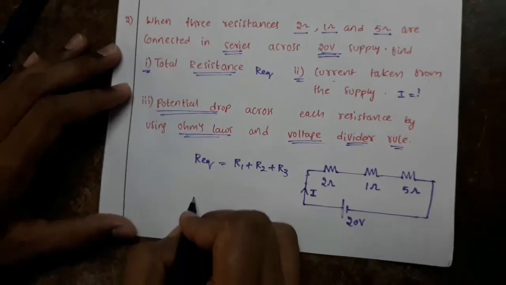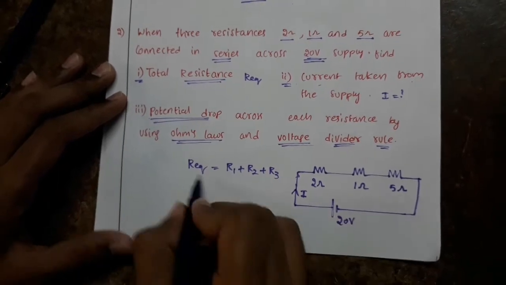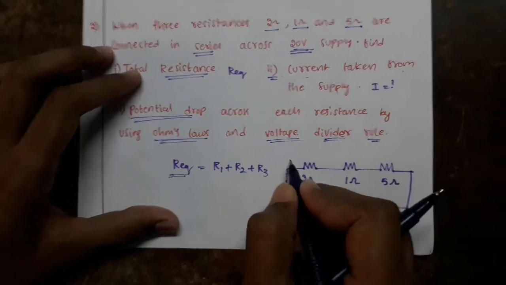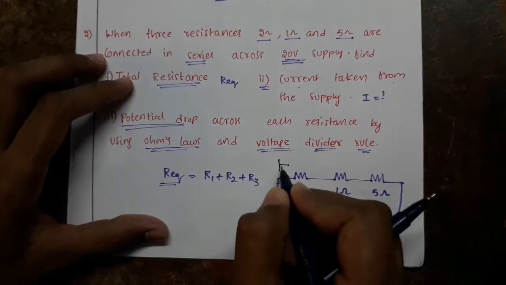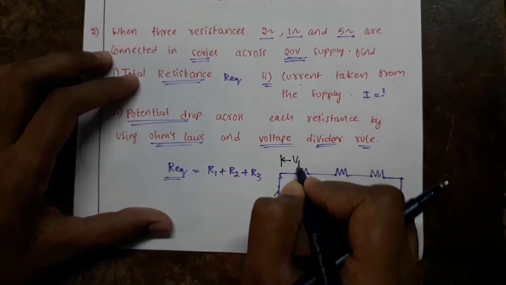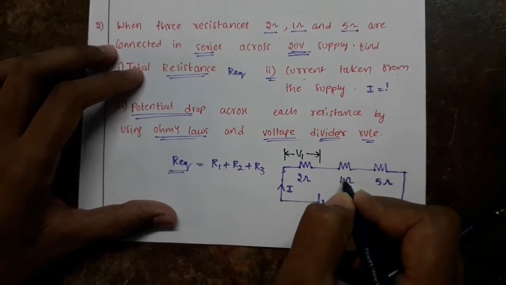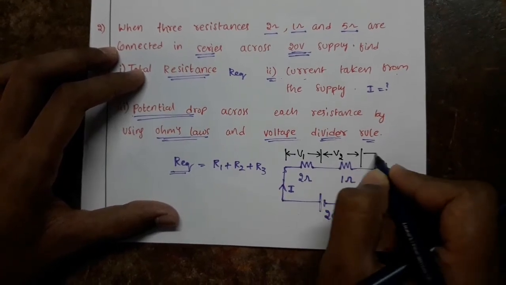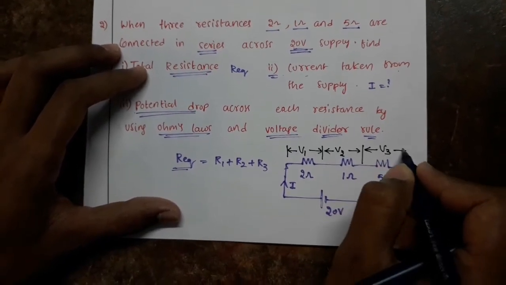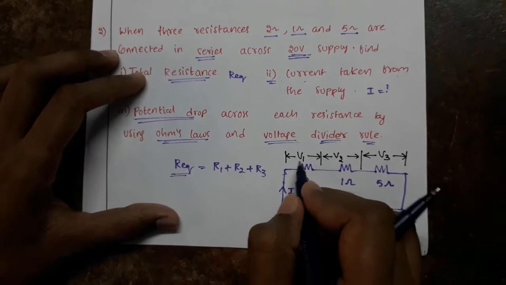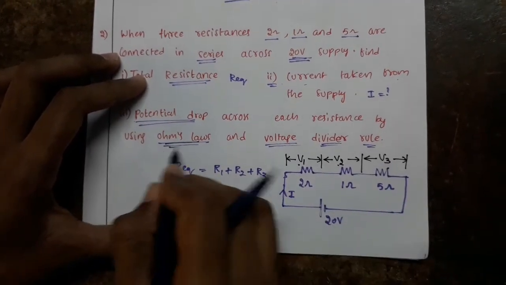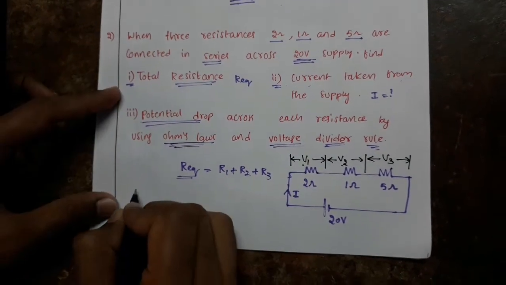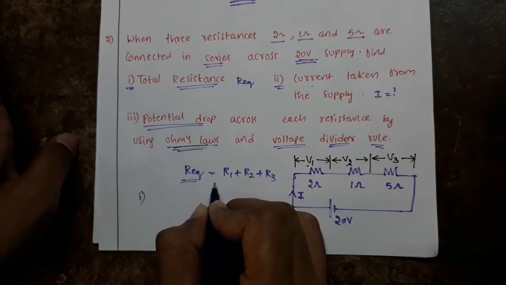So I current. We have to find this I and we have to find the R equivalent and the voltage drop across each resistance. I am taking voltage drop across R1 is V1 and voltage drop across R2 is V2 and voltage drop across R3 is V3. We have to find V1, V2 and V3 by using Ohm's law and voltage divider rule. I am solving the first bit right now. So we have to find the R equivalent.